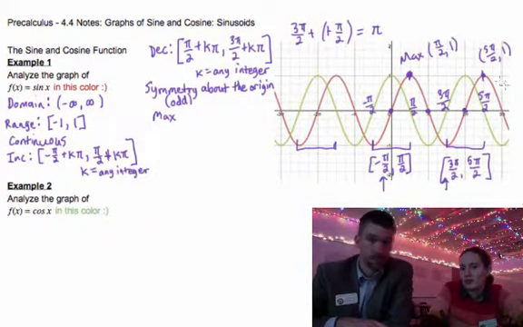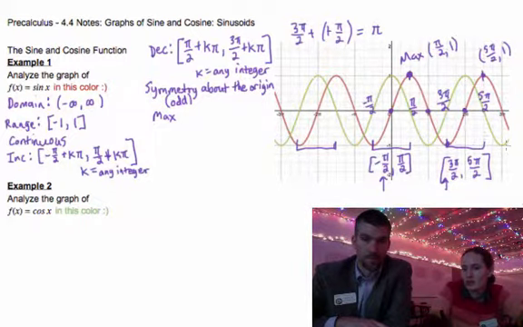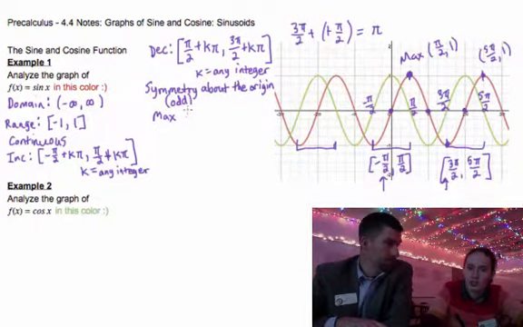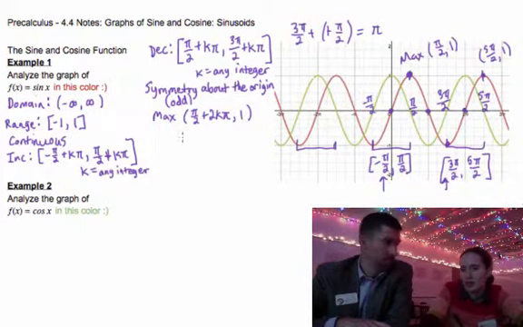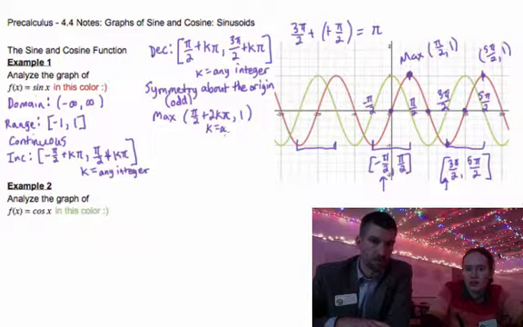Every 2 pi, we've got a maximum, and then every 2 pi, we've got a minimum as well. These are 2 pi apart. So here comes 2k pi. So pi over 2 plus 2k pi. But the 1 just stays 1 every single time. It never goes past 1, where k is any integer.